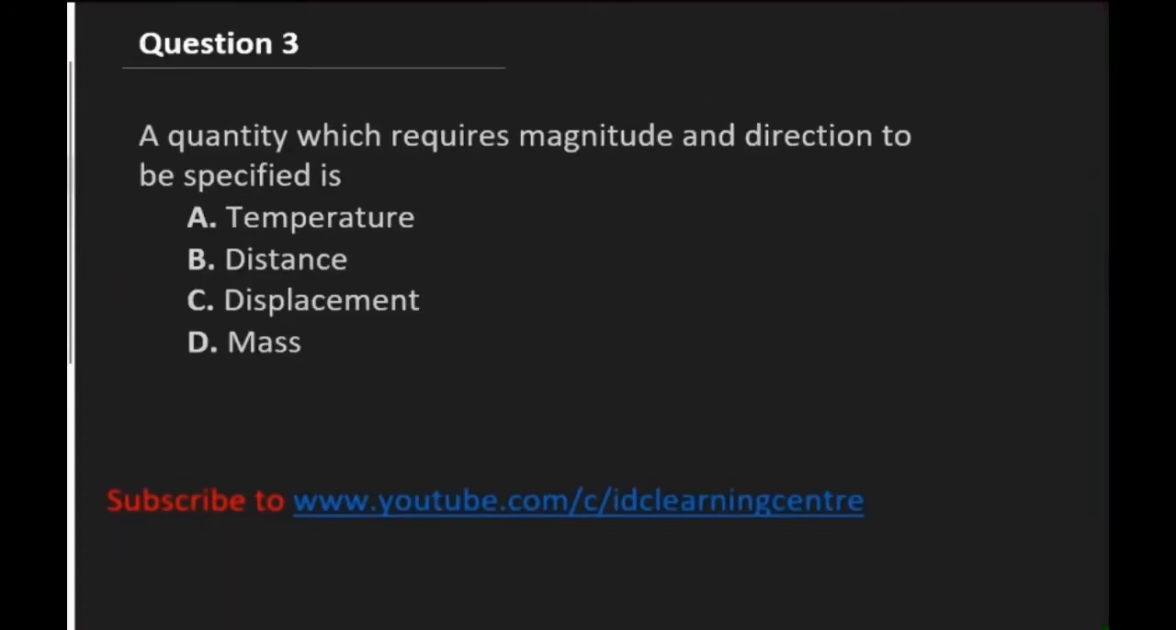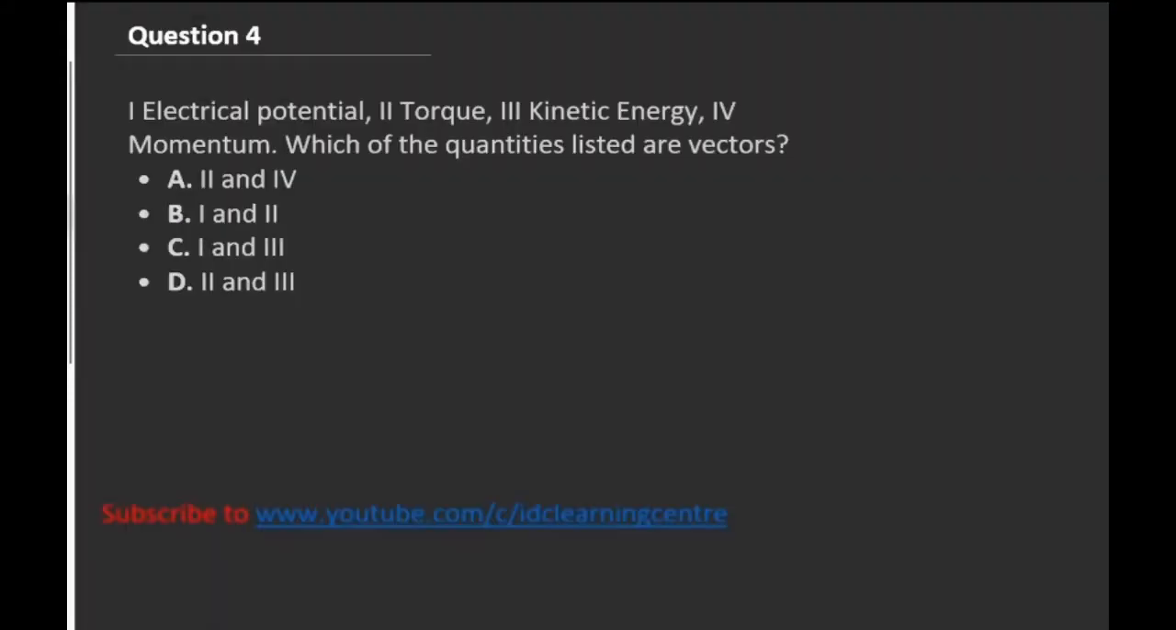Question 3. A quantity which requires magnitude and direction to be specified is A, temperature, B, distance, C, displacement, D, mass. The right answer is displacement, which is C. Now, displacement is the rate of distance measured in a specific direction. So, that's why that is the right answer.